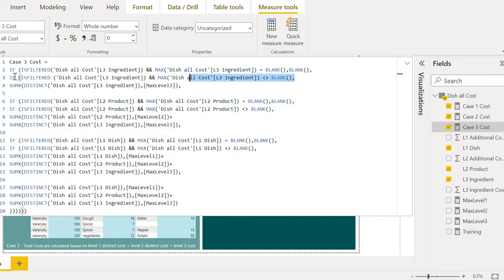So, if it's level 3, please show the sum. However, it would be the distinct for level 3. If it's level 2, it will show the sum of level 2 plus level 3, but only the distinct values. The same applies for level 1. If it's level 1, it will show the sum of level 1, level 2, and level 3, and only the distinct values. And in the end, this is the total amount shown in the matrix.